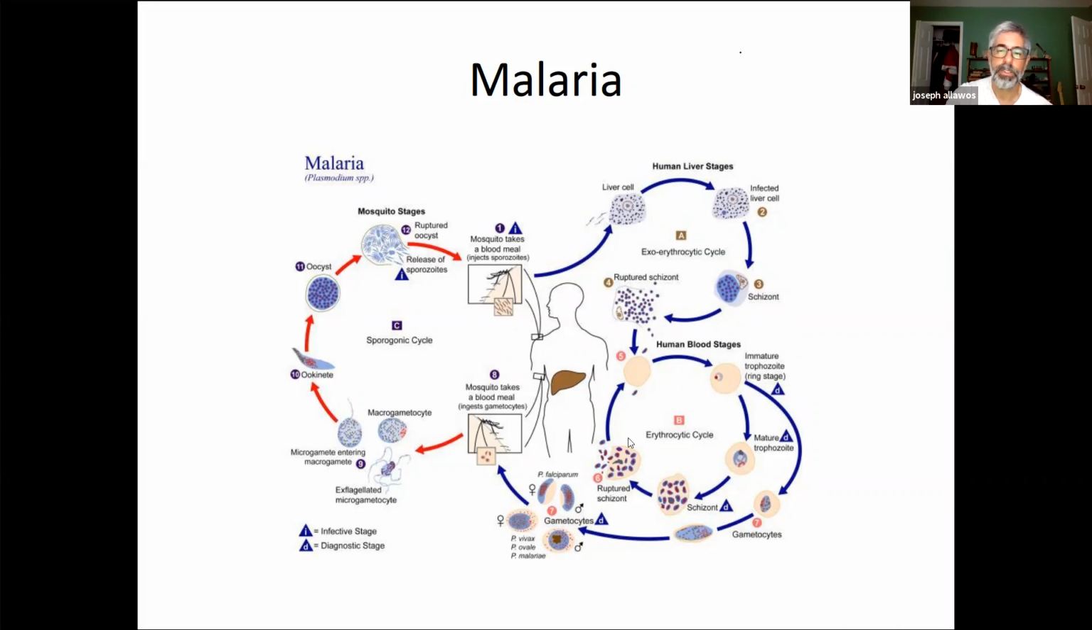There are human blood stages which are very infectious, and these are very tiny little infectious parts of the life cycle that can be sucked up by the mosquito. And so then you see what happens. Mosquito takes a blood meal, and then here's the mosquito stages, and then mosquito takes another blood meal. Of course, it wouldn't be on the same person, but you get the idea.